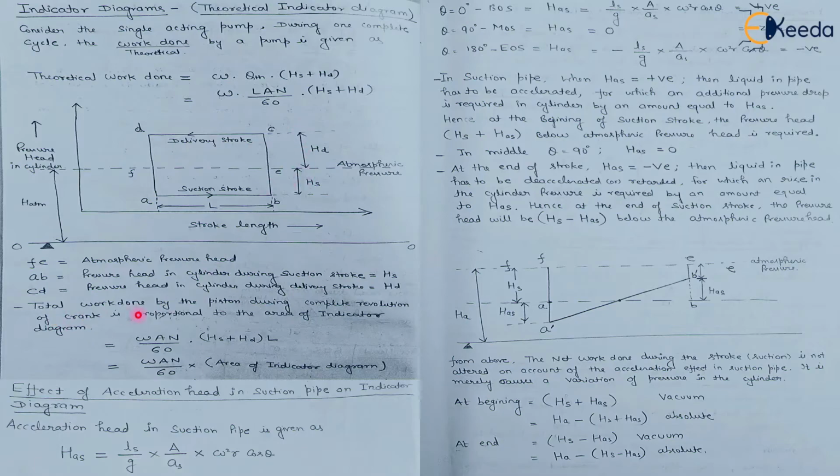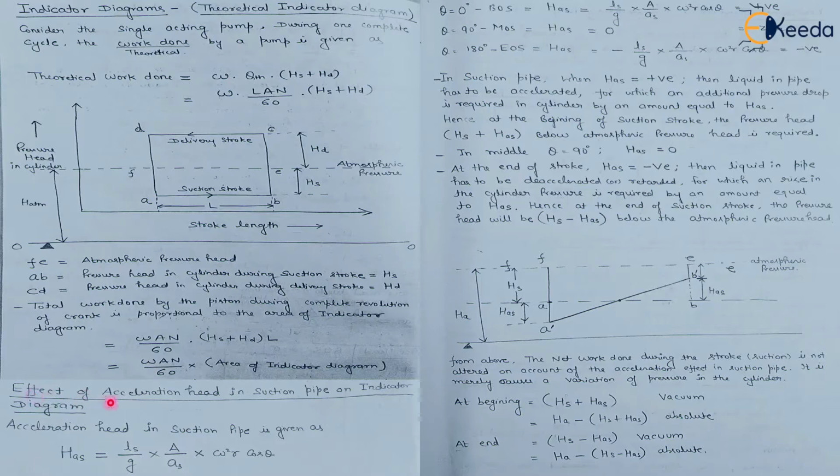Now the total work done by the piston during the complete revolution of the crank is proportional to the area of the indicator diagram. You see here, WALN by 60 into Hs plus Hd into L, Hs plus Hd into L. This is the area of the rectangle. That means it is the area of the indicator diagram. So the total work done by the piston during the complete revolution of the crank is proportional to the area of the indicator diagram.